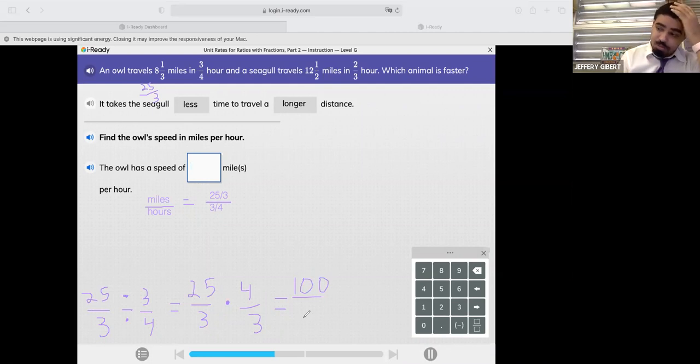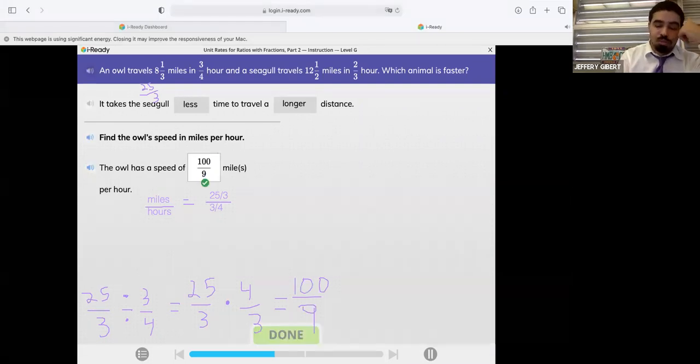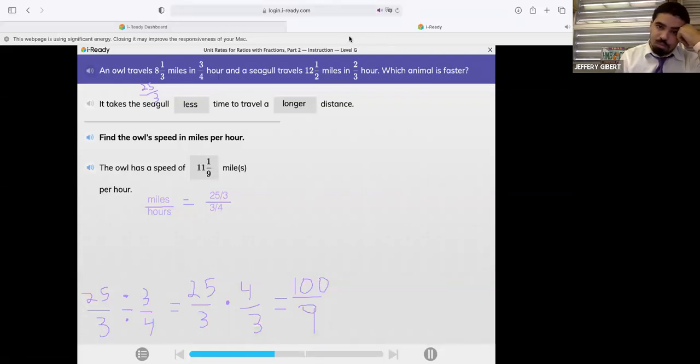3 times 3? 9. Good job. We got 100 over 9. Now we got to do the other one. That's right. You can also think about the owl's speed as 11 1/9 miles per hour.